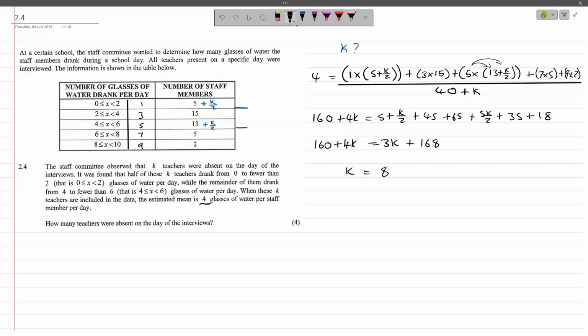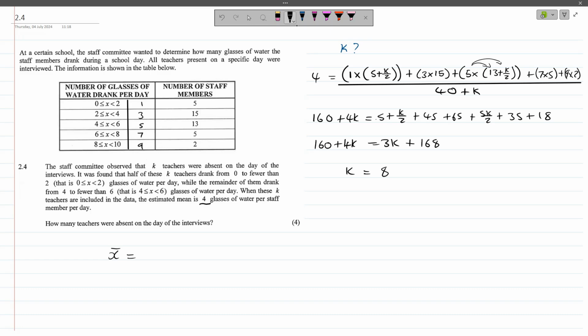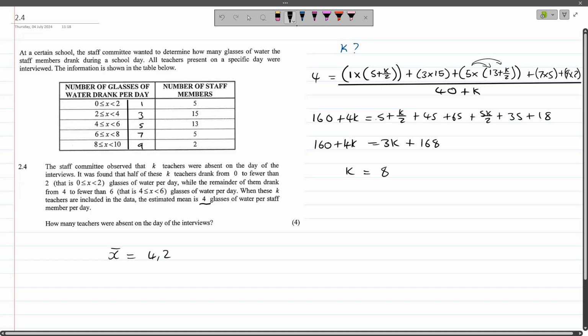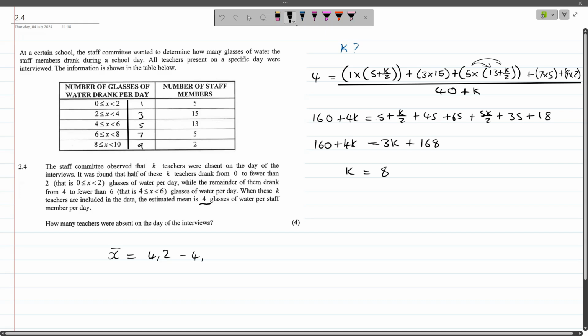The other way you could have solved this was by disregarding the addition and calculating the mean of the data originally, as it is before the other teachers were added. So the data of the original values would not include the plus K over 2. If you did it that way, the mean you would calculate would be 4.2. Then you would subtract the difference between the new mean and the old mean.